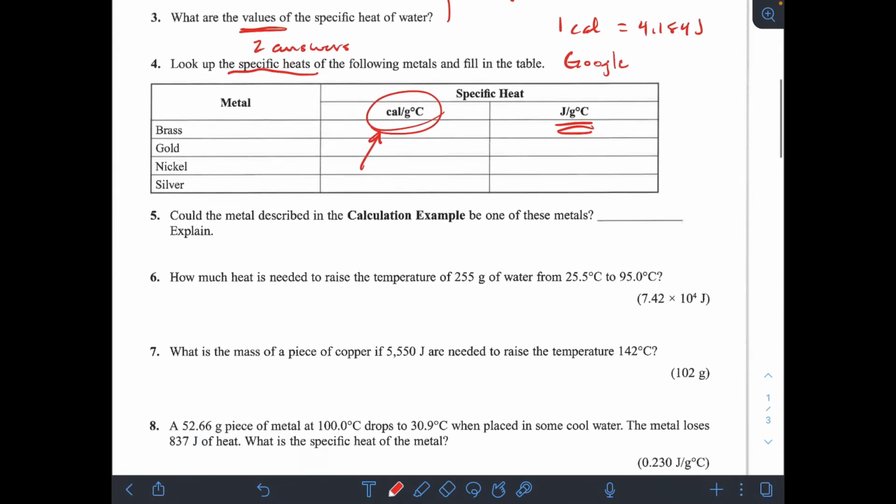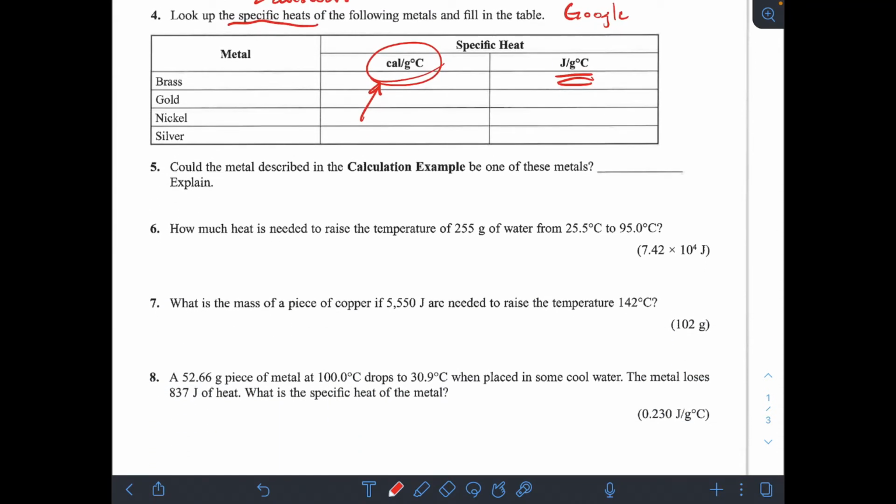Moving on, question 6 is your first real calculation, and this is a Q equals m s delta T type of question. You've got your mass, which is the 25 grams. You've got your delta T here. And then your specific heat, so this is s for water, which you answered in question 3.